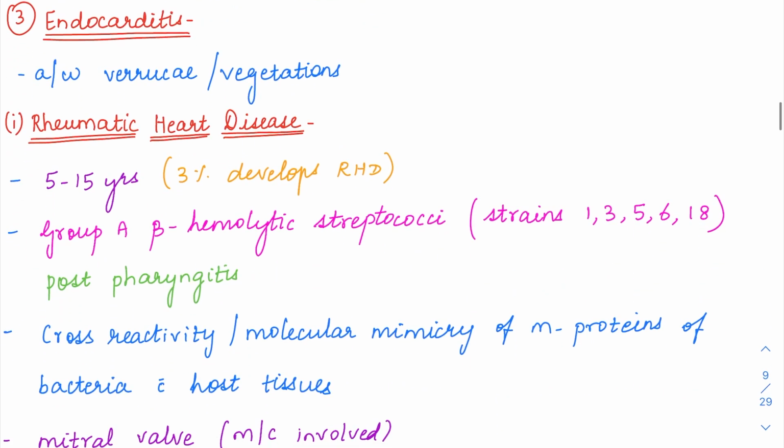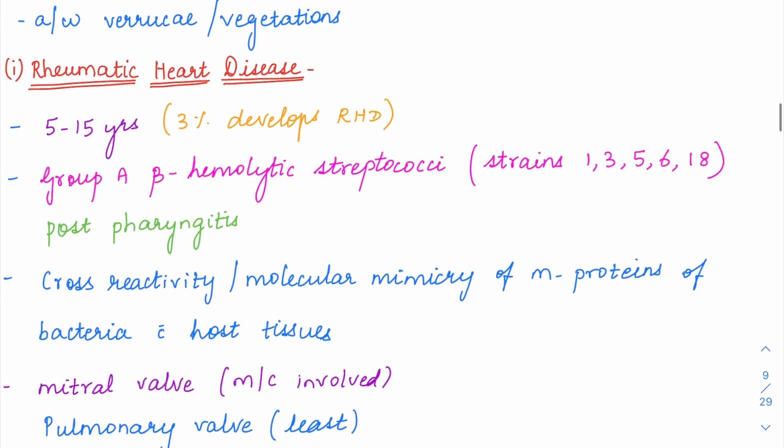Okay, next we'll see about endocarditis. Endocarditis is inflammation of the endocardium. So basically the heart valves are going to be inflamed due to various conditions. We'll be discussing 4 conditions under this: rheumatic heart disease, infective endocarditis, non-bacterial thrombotic endocarditis, and Libman-Sacks endocarditis. So these 4 conditions we'll be discussing under endocarditis.